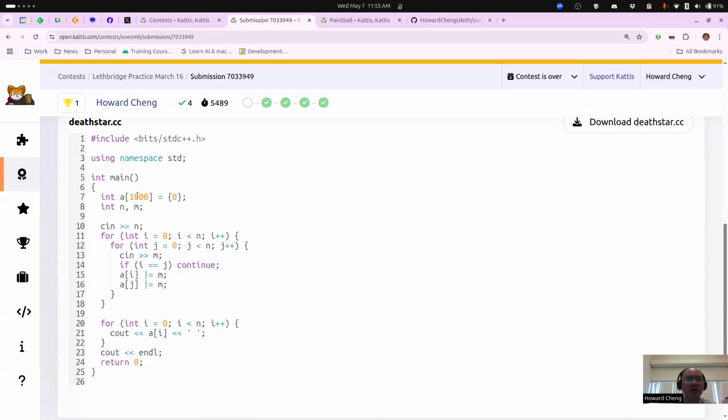I have an array of A's, and then for each entry, for I and J from 0 to N, I read in the entry. If I and J are the same, I skip it. Otherwise, I just do a bitwise OR to turn on AI and AJ, and then at the end, just print it out.